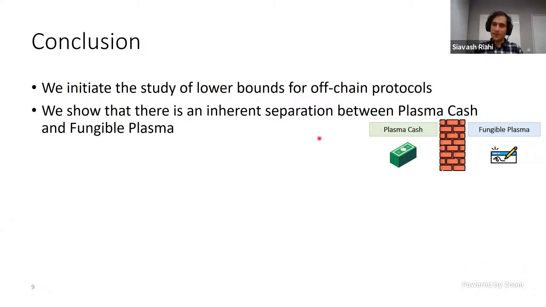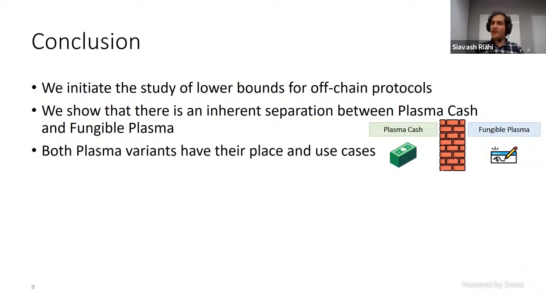So you cannot achieve the best of both worlds, which were the focus for many years for many of the people working in this area. And both plasma variants have their place and use case in practice. So if you have an operator who is probably semi-trusted, then fungible plasma is the way to go because it would be much cheaper if parties want to exit. But on the other hand, if the operator is not trusted, well, maybe plasma cache would be better.